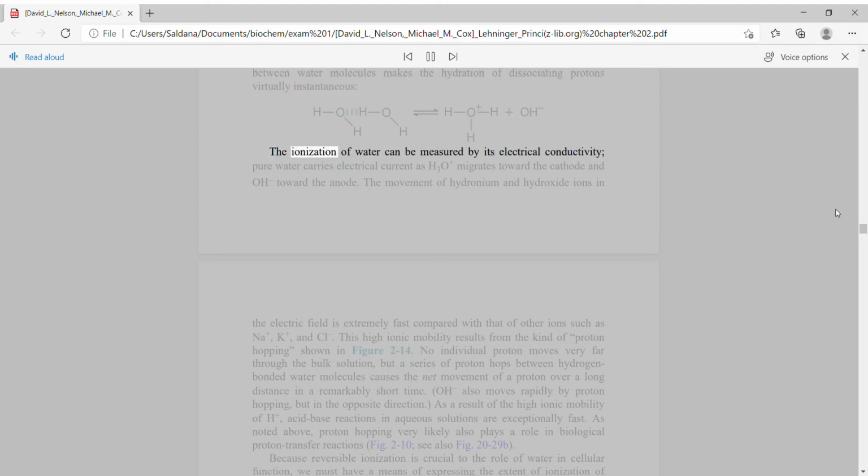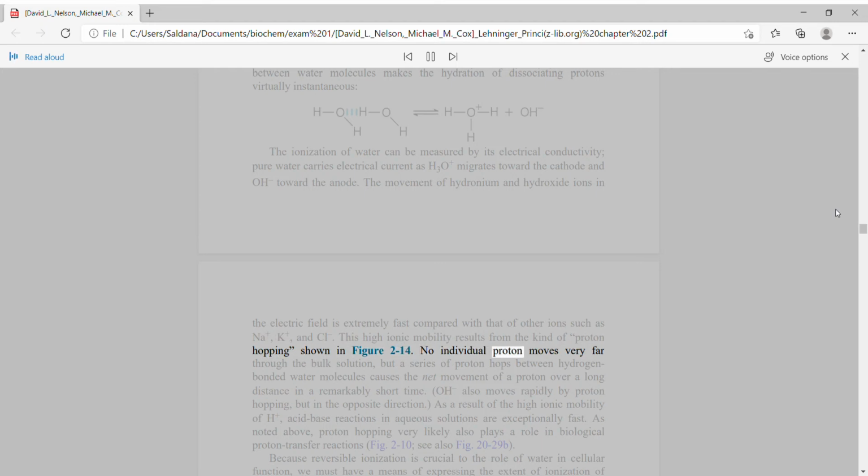The ionization of water can be measured by its electrical conductivity. Pure water carries electrical current as H3O+ migrates toward the cathode and OH- toward the anode. The movement of hydronium and hydroxide ions in the electric field is extremely fast compared with that of other ions such as Na+, K+, and Cl-. This high ionic mobility results from the kind of proton hopping shown in Figure 2-14.